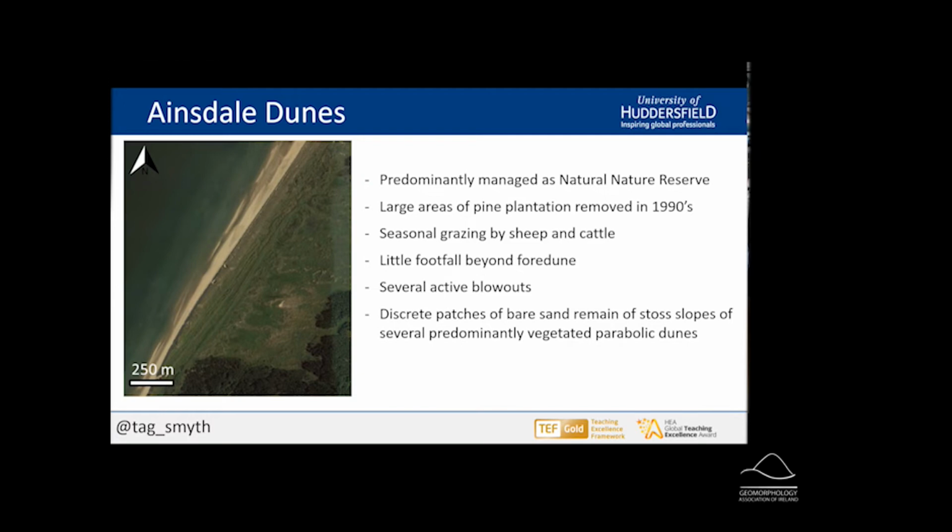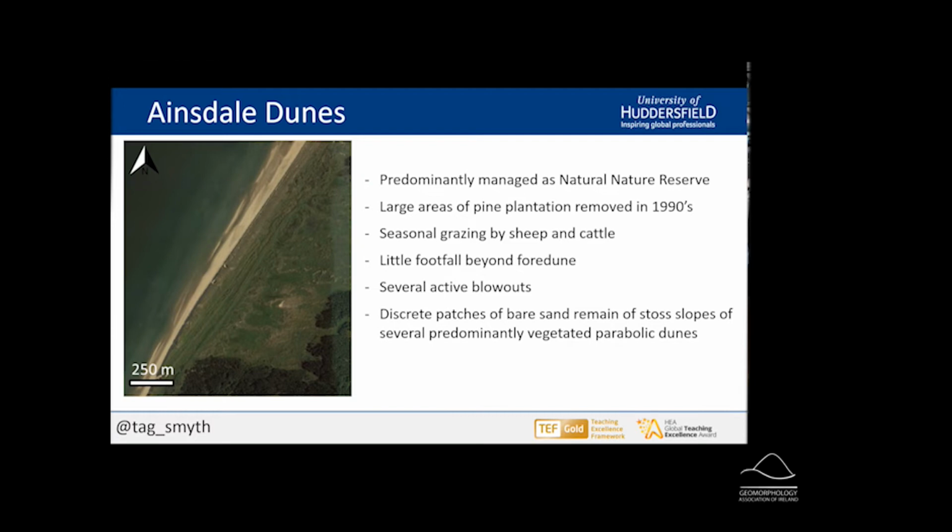However, there are some active blowouts. You can see them here, and there is some bare sand associated with some relict parabolic dunes, and we can also see some blowouts at the front there as well. So some discrete patches of bare sand do remain on those stoss slopes and several predominantly vegetated parabolic dunes.